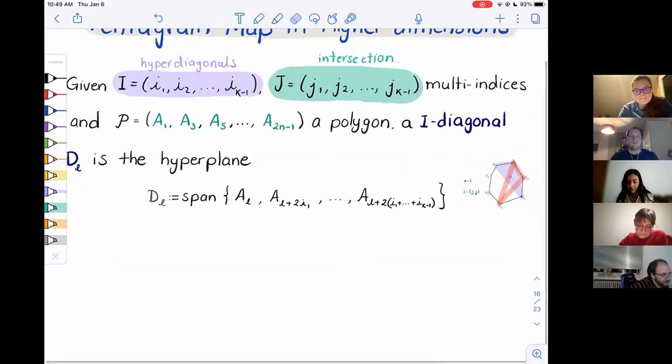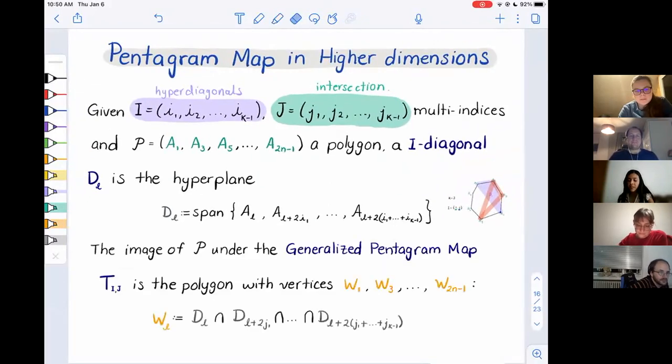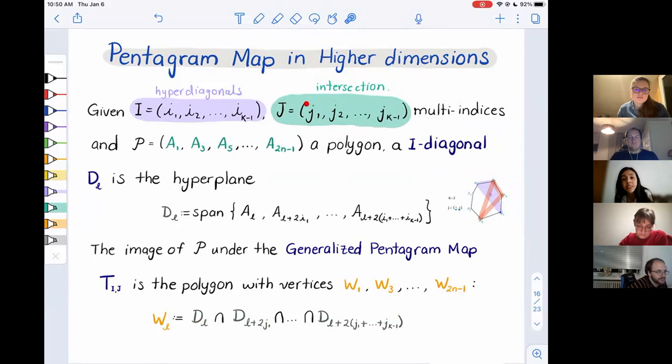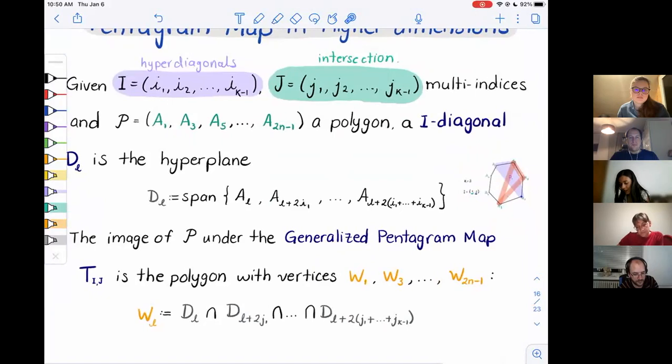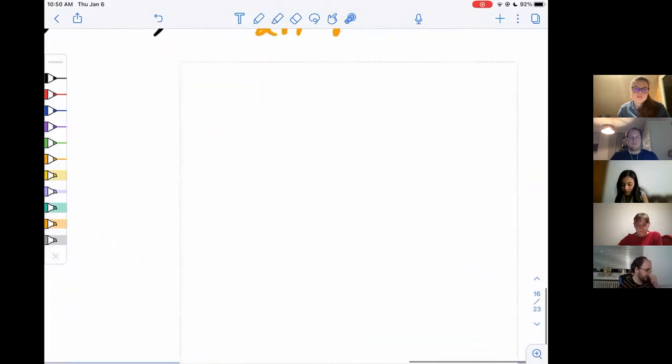And then, given those hyperdiagonals, the map is going to be a new polygon that is taken by taking the intersections of diagonals. But which hyperdiagonals do you intersect? That depends on this multi-index that keeps track of intersections. So for instance, let me go back to the example, because there's a lot of sub-indices and it's very easy to get lost in them.